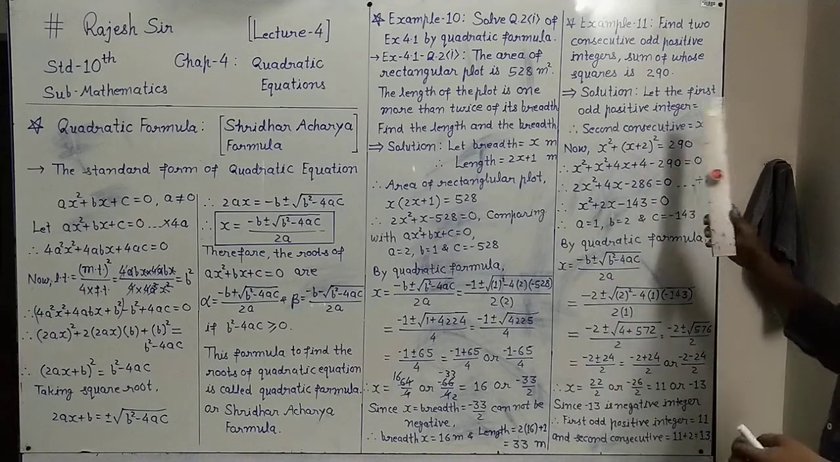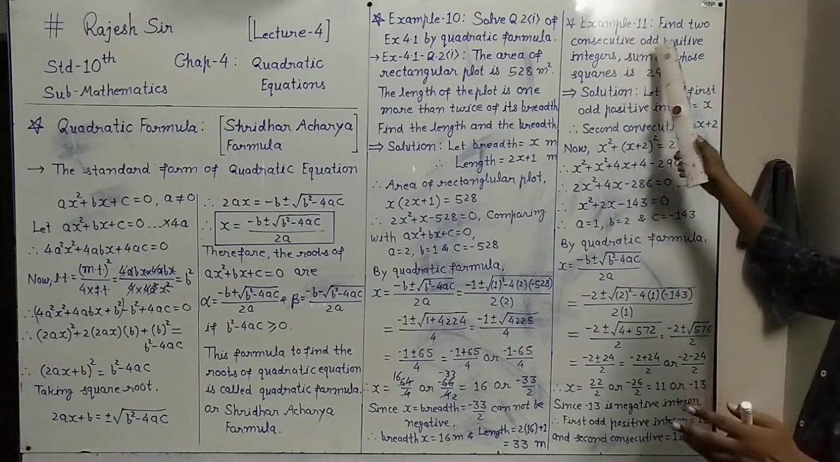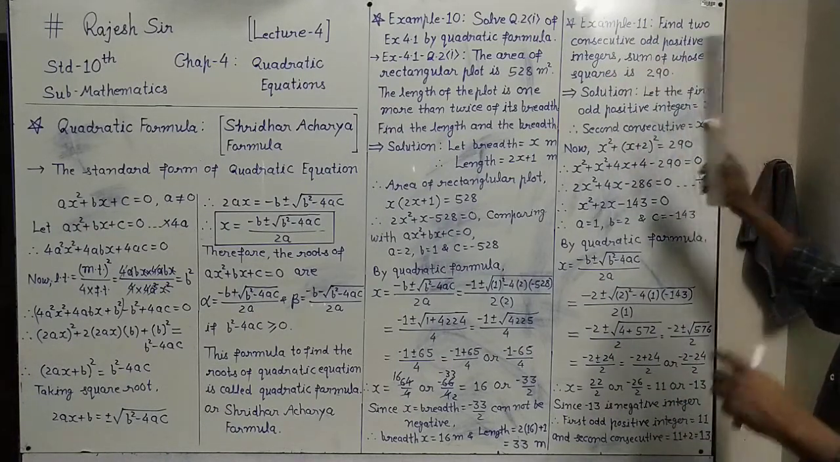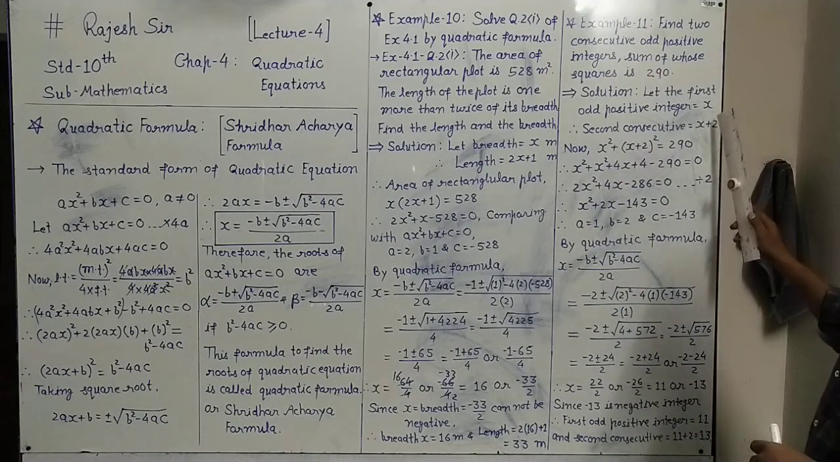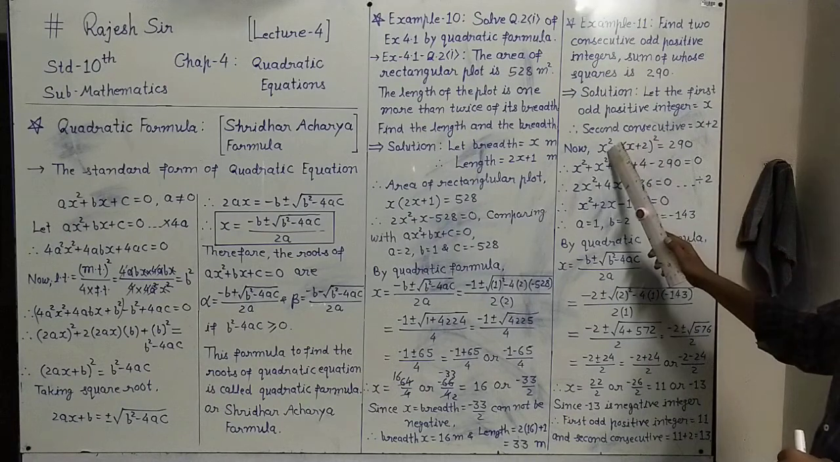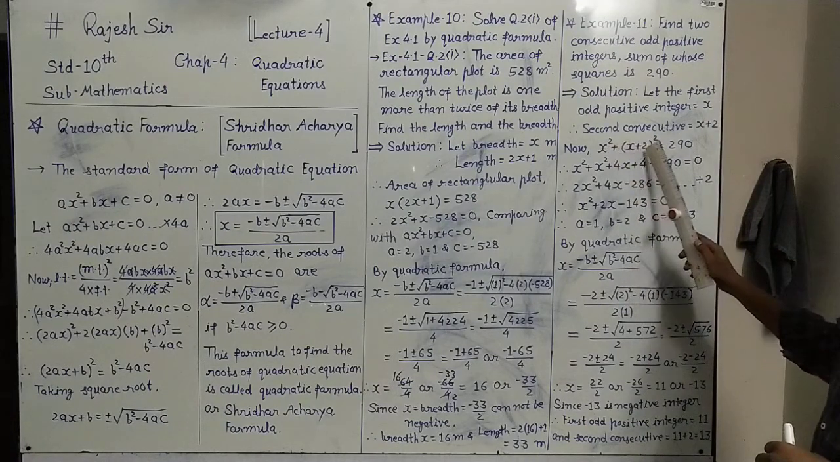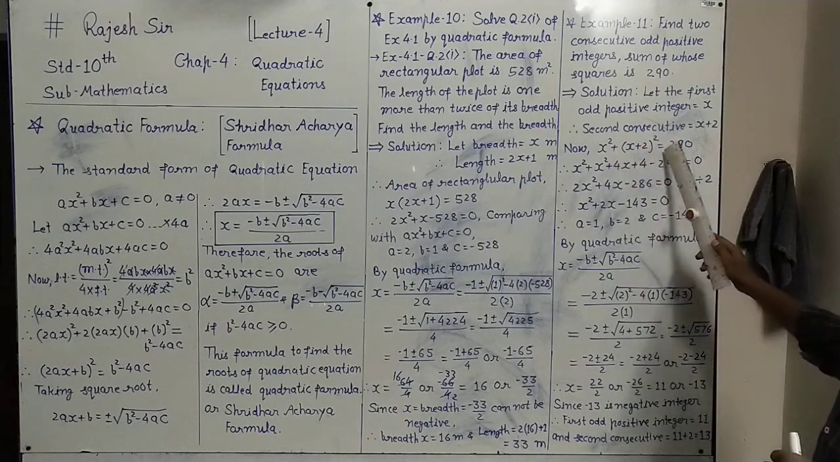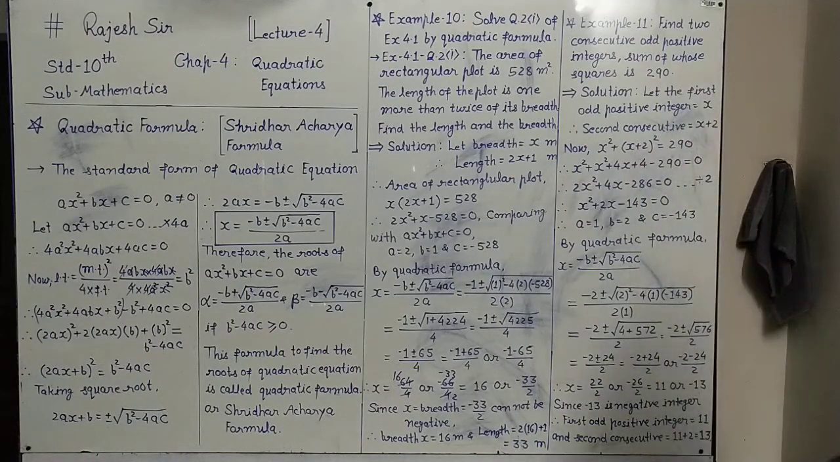only. Now what is the condition? For these two consecutive odd positive integers, x and x plus 2, we have to take the sum of their squares. So the square of the first odd positive number is x square, and the second is x plus 2 whole square. The sum is shown by plus and equals 290, as given in the question.